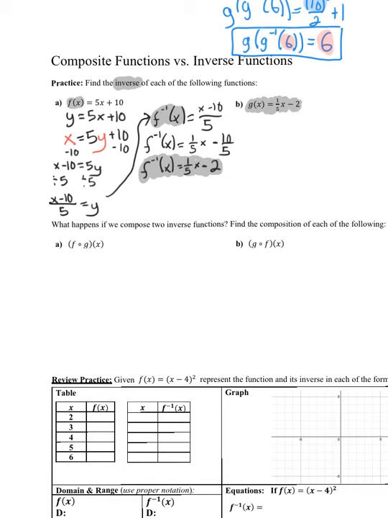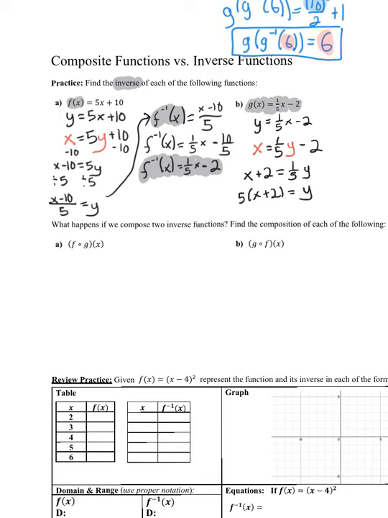Now, if we start the other problem, g of x, I think this one's a little easier to find the inverse of. We rewrite this as, let's see, switch the x and y. I'm going to use the red again to do that. x equals 1/5 y minus 2. And then I just go ahead and solve for y. Add 2 to both sides. Multiply both sides by 5. So I get 5 times (x plus 2) equals y.